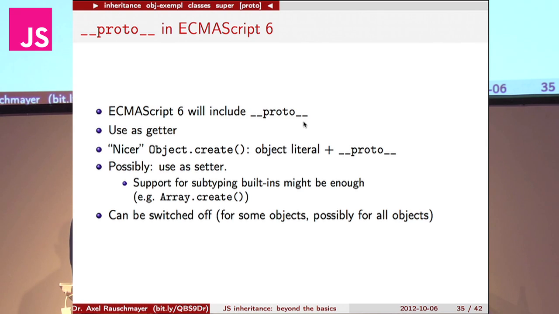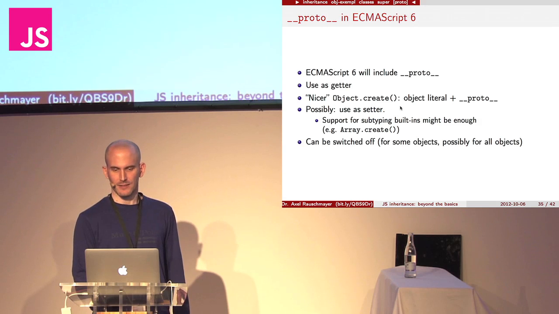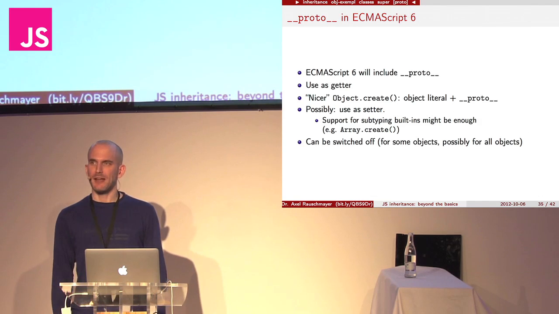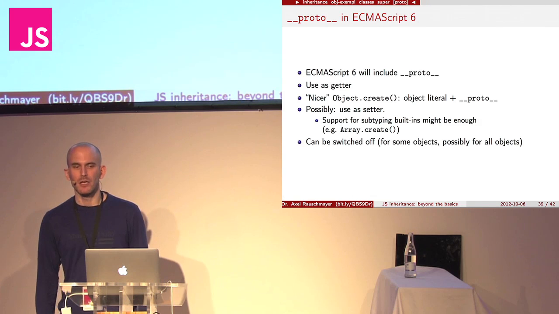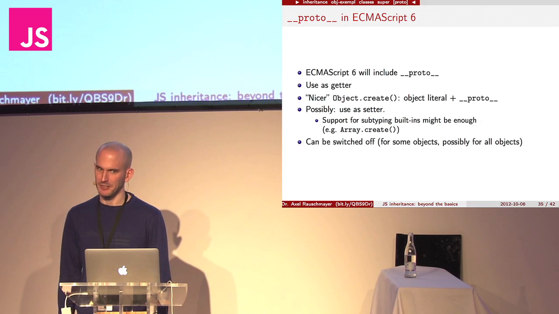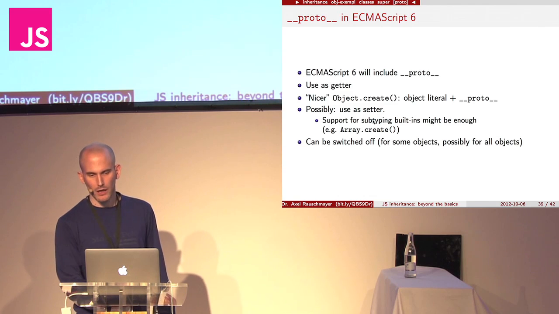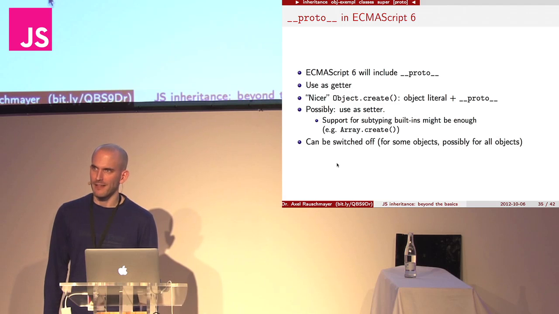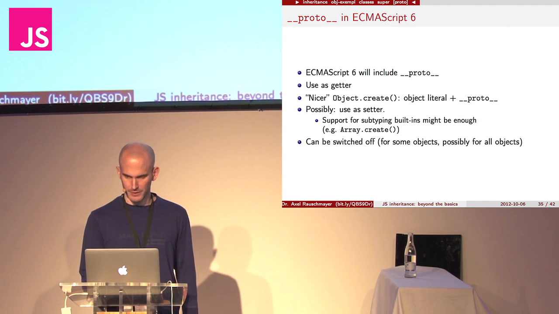Dunder Proto will be in ECMAScript 6. You'll be able to use it as a getter. You'll be able to use it as a nicer Object.create. You might be able to use it as a setter, but it might be enough to just make subtyping built-ins easier. That's another possibility, because other than that, there's not a lot of use cases for making Dunder Proto mutable. You will be able to switch it off, at the very least for some objects, possibly for all objects. That's not yet been decided.